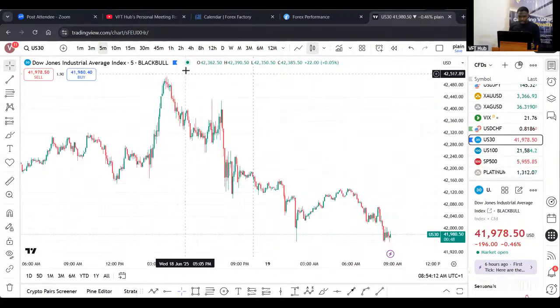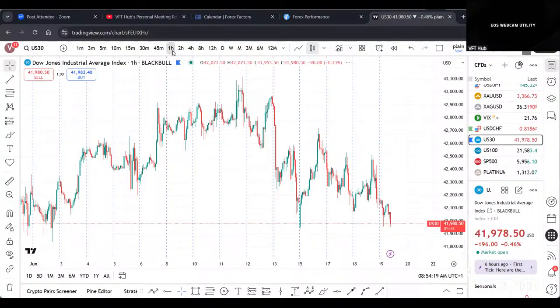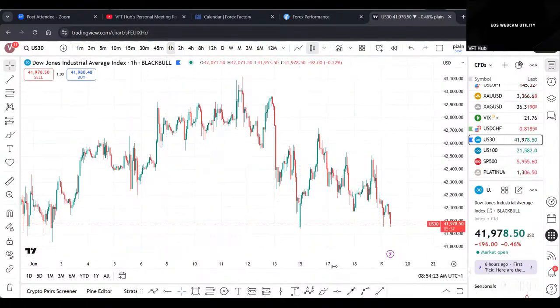But then in the landscape, apologies, I'm trying to configure my TradingView. All right, we are back. We are back, and let's look at the chart on the daily time frame. What do we see here?